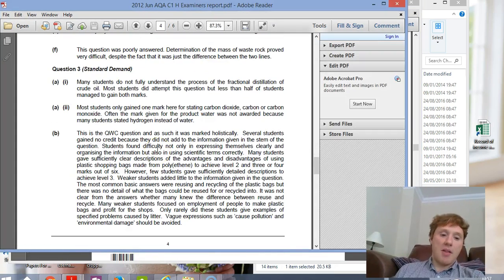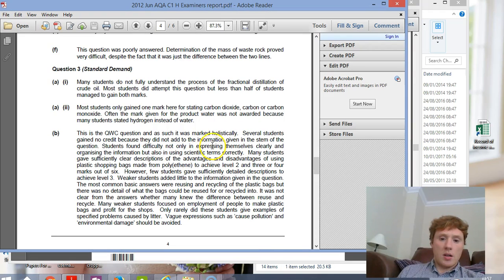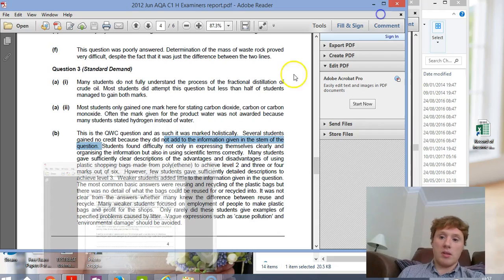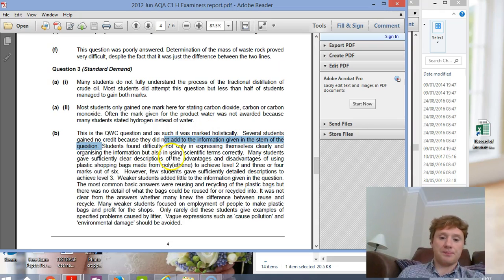What did people say about that? Some students didn't get any marks because they did not use the information in the stem of the question. So that's an interesting mistake to avoid. It says use the information above. So you definitely have to include information given.